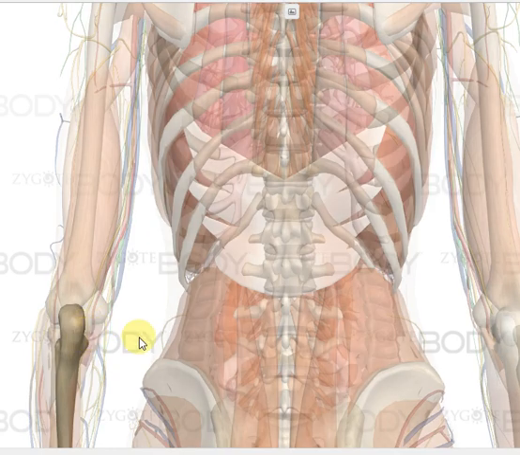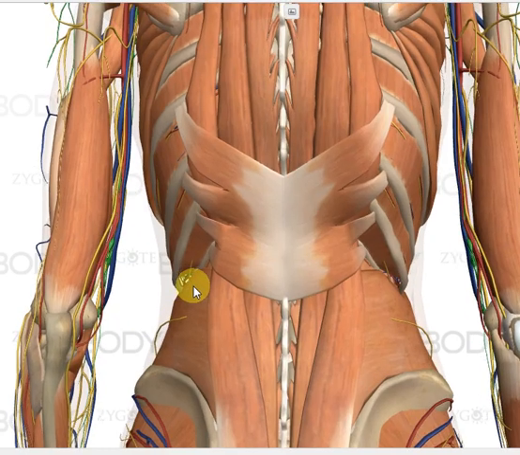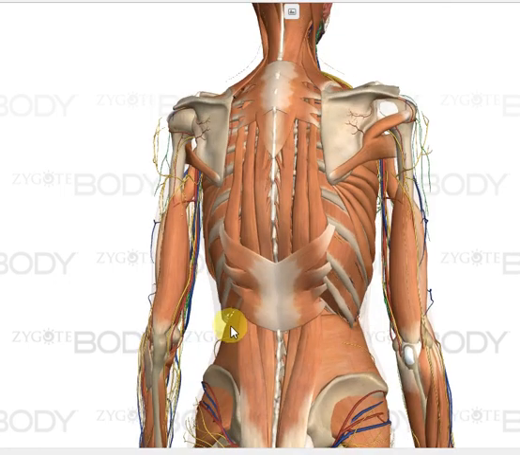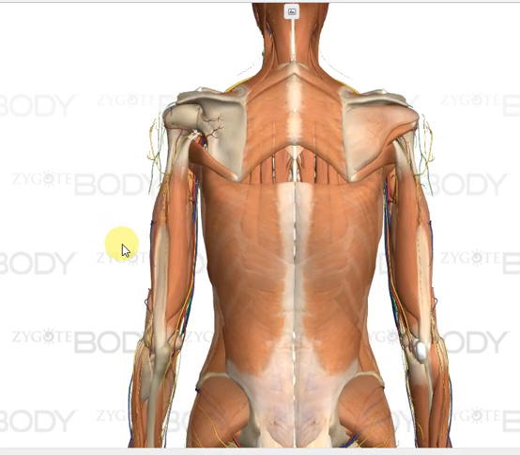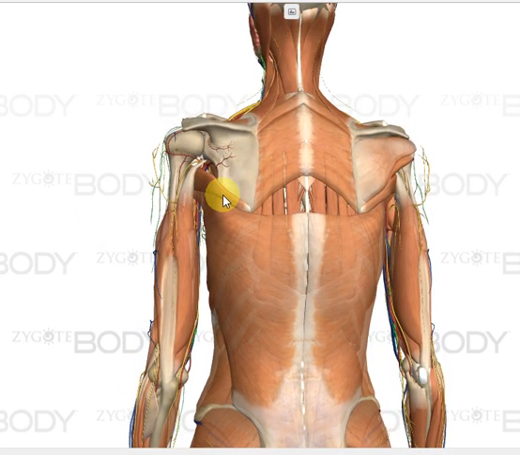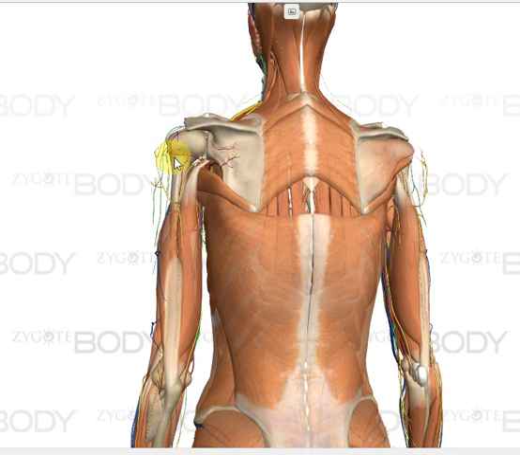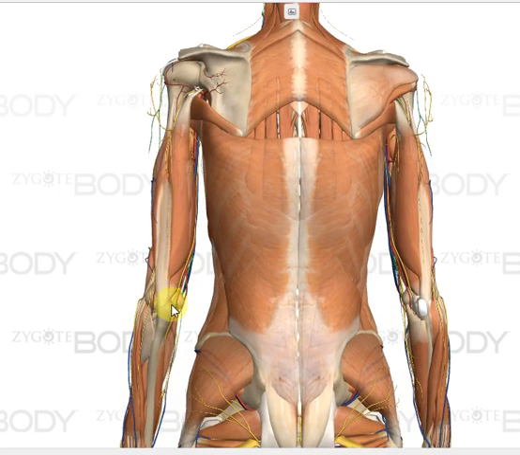So basically we can understand that all of the triceps muscle, the long head, the lateral head, as well as the medial head, all of them originate from the scapula and humerus, and they terminate at the bone of the forearm, that is the olecranon process of the ulna, right?